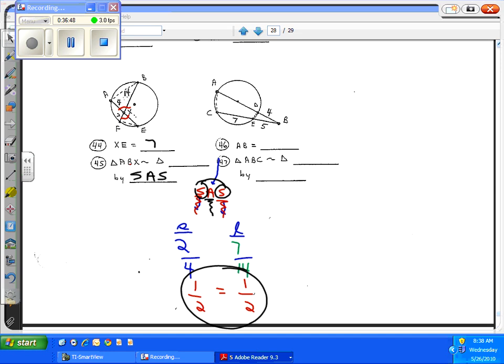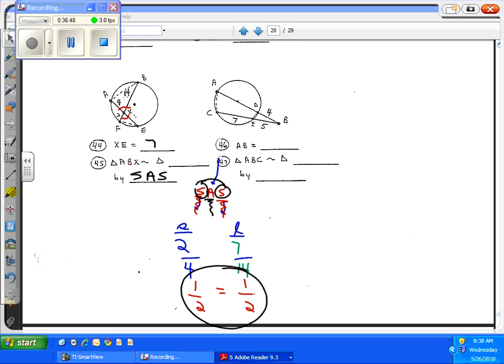So we're going to put small of this triangle, 2, over small of this one, 4. See, these are the sides that make those vertical angles. So small of the one on the little triangle goes with small of the one on the big triangle. Large of the one on the small triangle goes with large of the one on the big triangle.